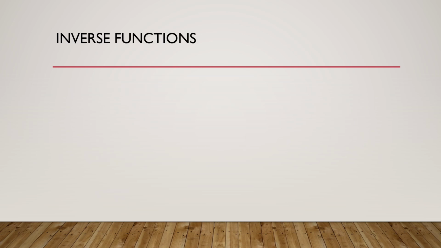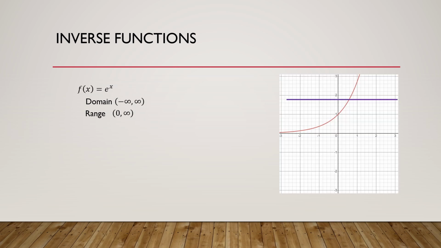Next, let's look at some other functions and their inverses you should be familiar with. For example, f of x is equal to e to the x. The domain of this function is all real numbers, and the range is all numbers greater than 0. This is the graph of the function. This function passes the horizontal line test, so it is one-to-one.